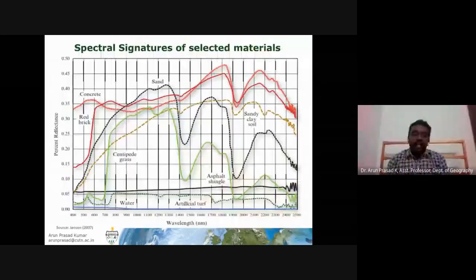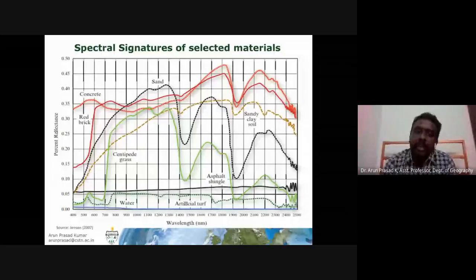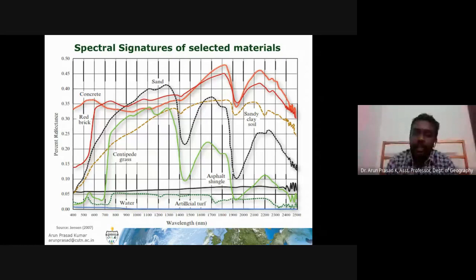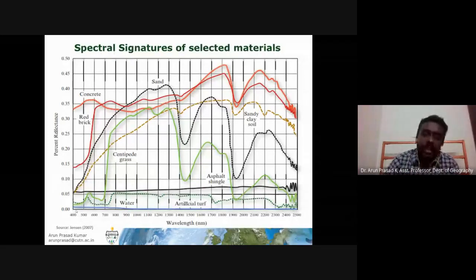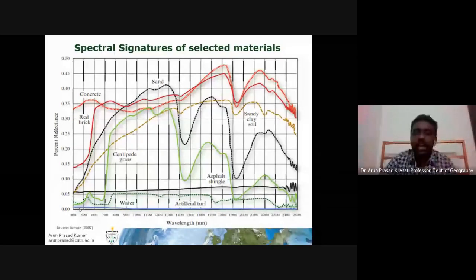Like human beings, we have our own fingerprint. Different materials on the earth surface have their own signature. So from a remote sensing perspective, particularly a hyperspectral remote sensing perspective, we call it a spectral signature. At each wavelength, a particular material absorbs or emits based on its biochemical and biophysical composition.